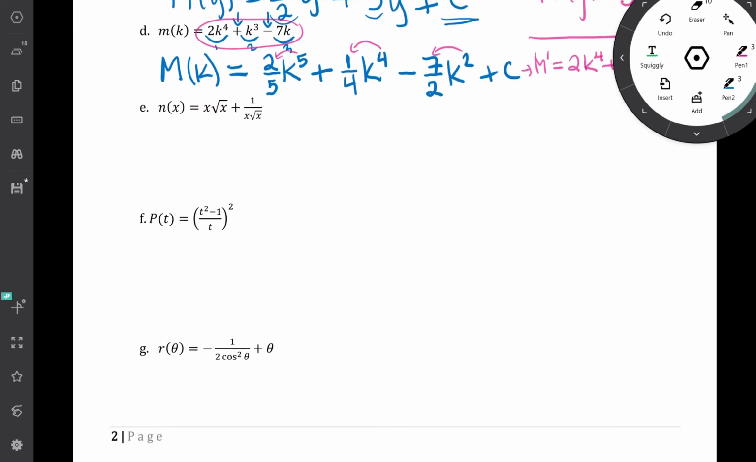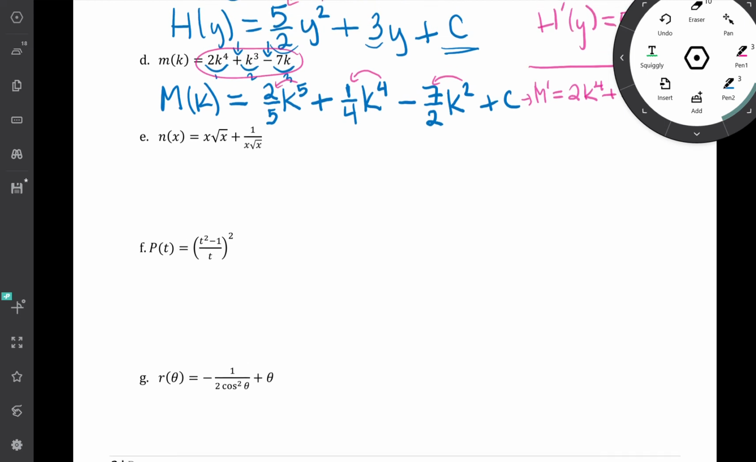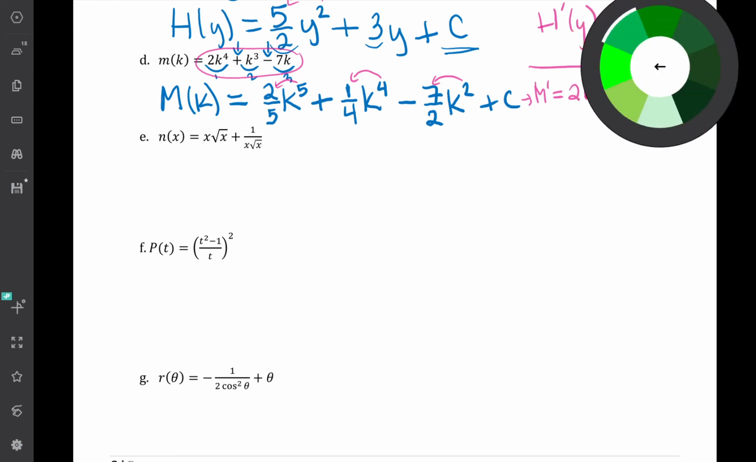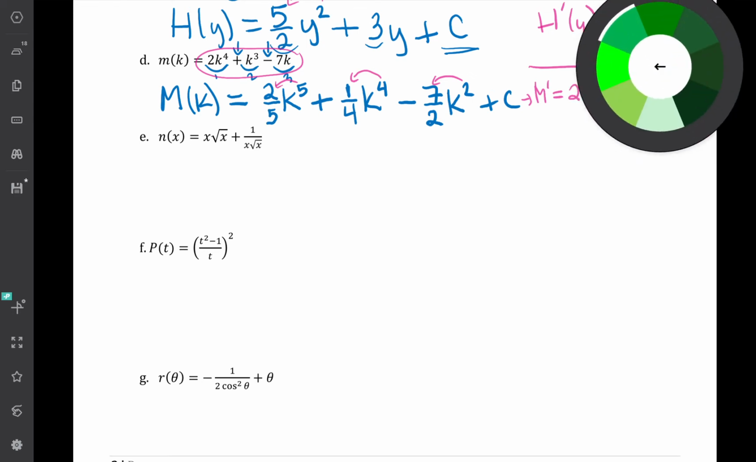Okay, 3 more. The middle 2 are a little tricky. Okay, so this one, the reason it's tricky, here I even kind of want a whole different color. Let's choose color number 3. Maybe a green.